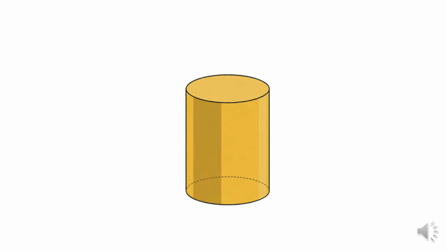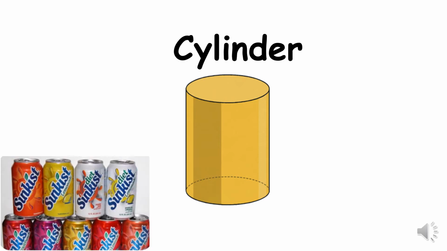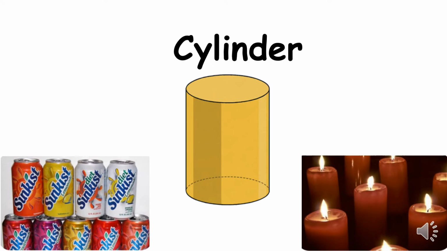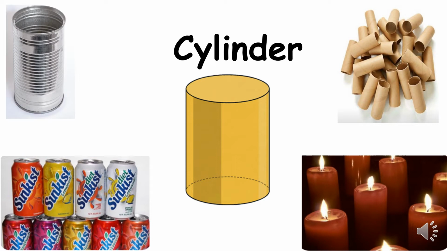Have you seen this shape before? Do you know what this shape is called? This shape is a cylinder. Can you say that? Cylinder. Let's have a look at some real-life cylinders. So if you've seen cans of drink, these cans are in the shape of a cylinder. A lot of candles are also in the shape of a cylinder. Empty toilet rolls and kitchen rolls are also cylinders. And tins, so you might have a tin of baked beans in your house, that is also in the shape of a cylinder.